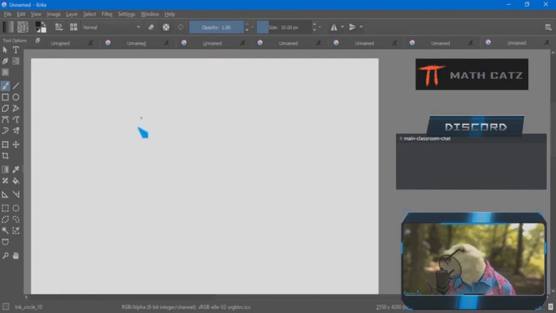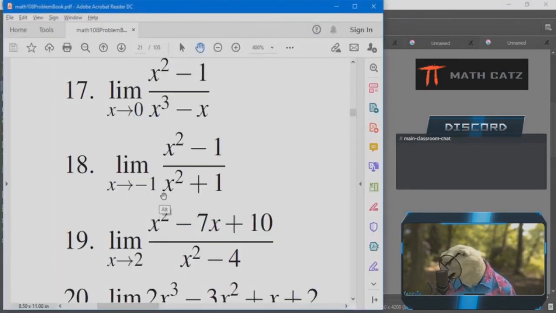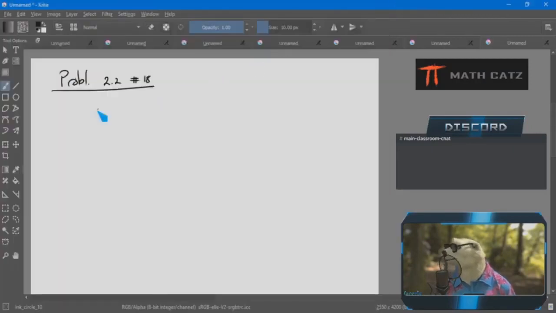So not all secrets are revealed, but I still hope for the best. And honestly, in 2 out of the 3 cases, it's going to be extremely straightforward. Now, there are exceptions, but let's just do this one question. I'll do 18. 18 is over there. The limit as x goes to -1, finite, whoopsie. Finite limit. What's the limit? What's the function? x squared minus 1 over x squared plus 1.